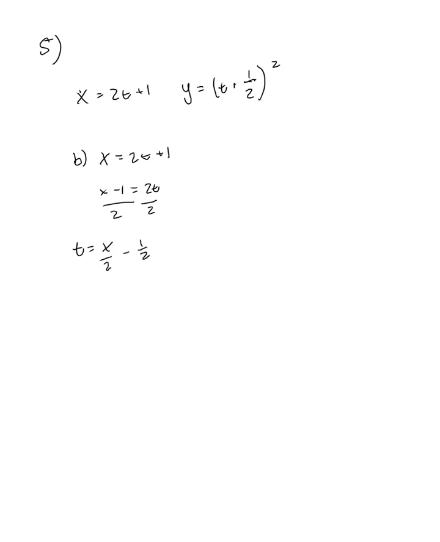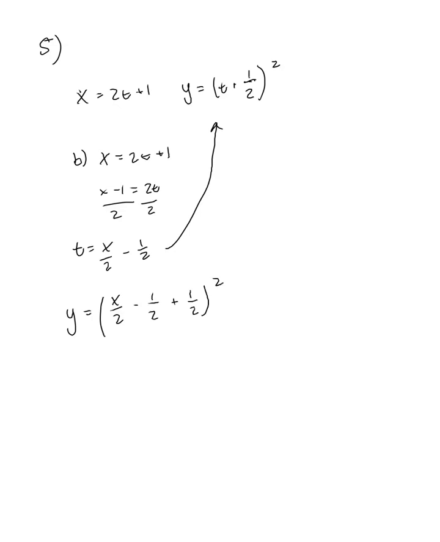But to get the equation into rectangular coordinates, we still have to plug t back into here. So this will be a little messier, but if we plug in for t, we have x over 2 minus 1/2 plus 1/2 squared.